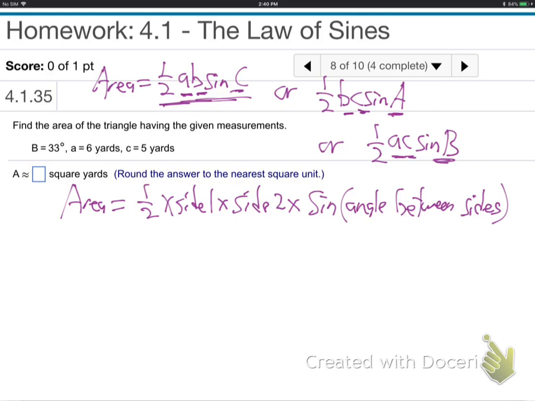About this big. Square yard, right? They would say how many square yards or square feet are in here. So that's just the units of area. All right, so let's do it. So this should be pretty simple. This will be way simpler than those others.